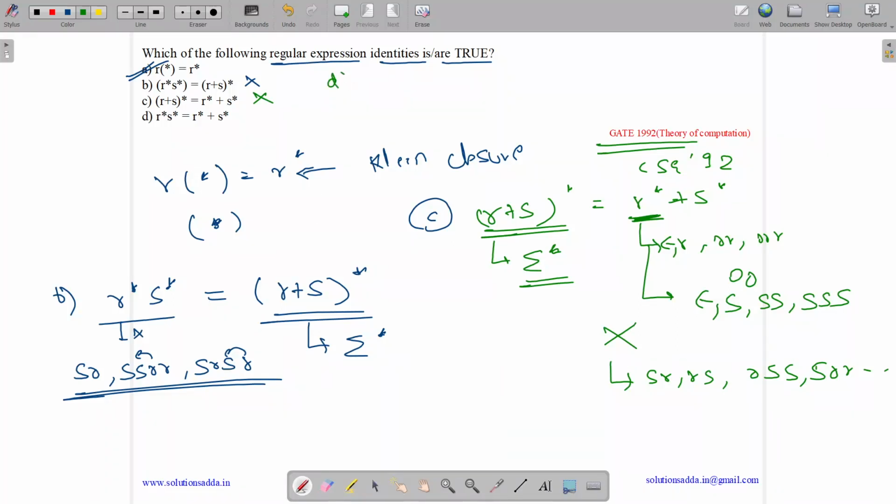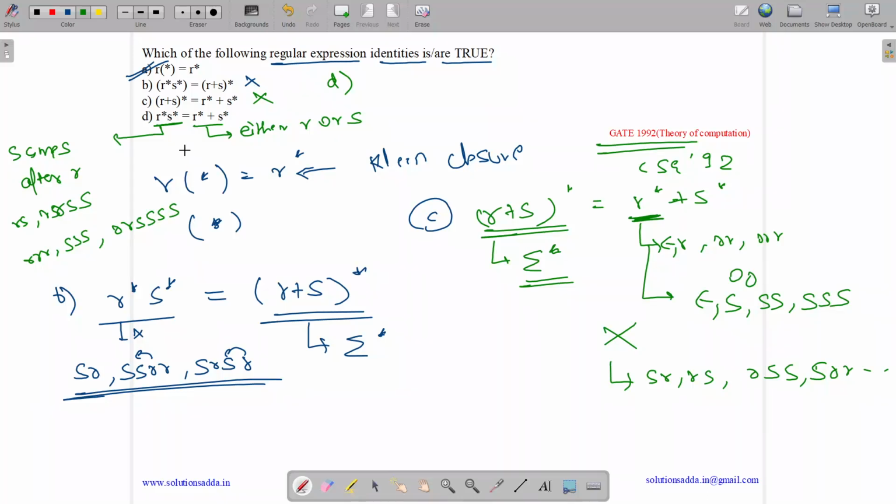Let us see option D. Option D, its LHS means all the strings in which S comes after R. And RHS has all the strings of either R or S. So it can't generate. See, LHS will have strings like RS, double S, triple R, triple S, double R, 4 times S. But RHS can't have strings with a combination of R and S. It can either have only R's or only S. Thus, these are also not equal. So answer is option A.